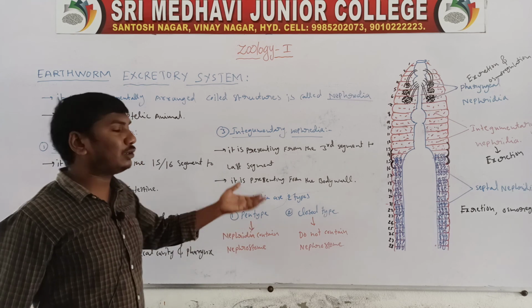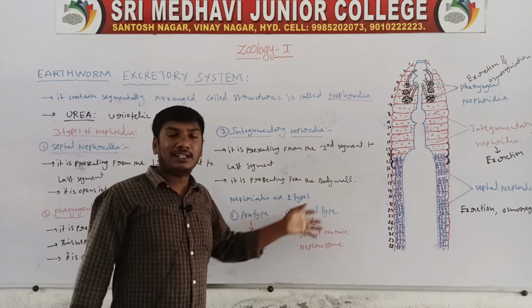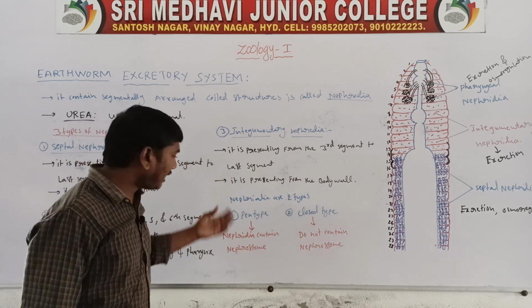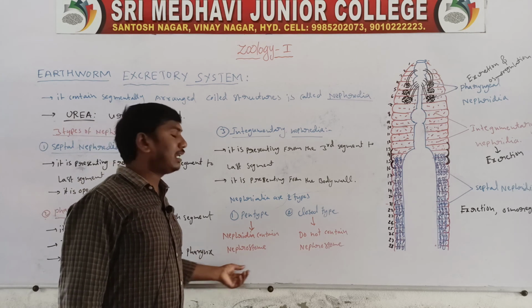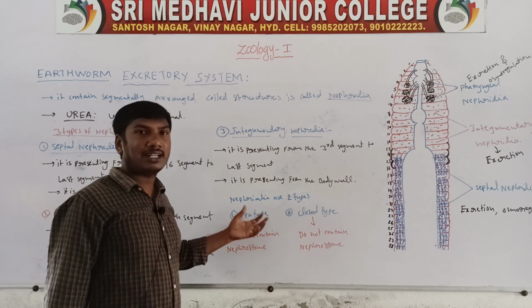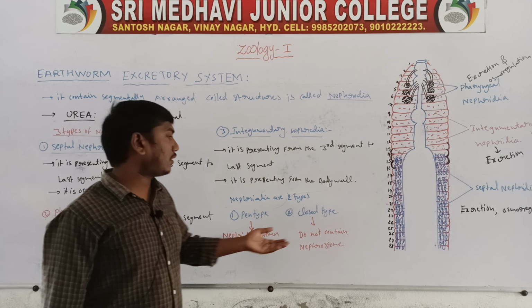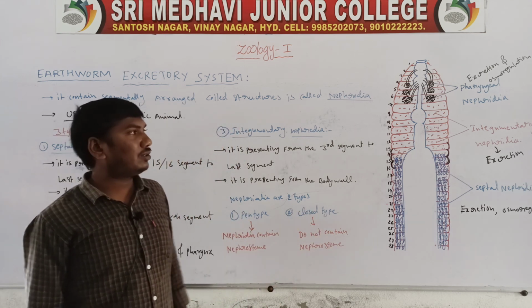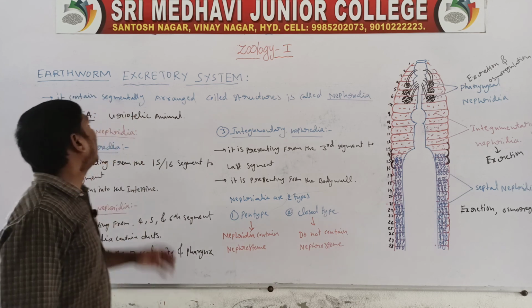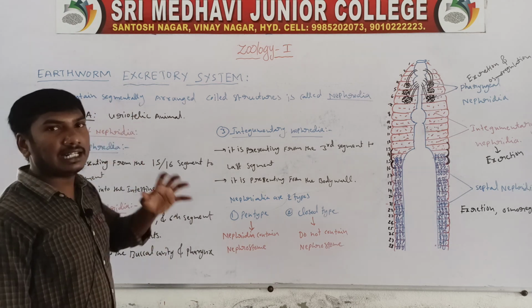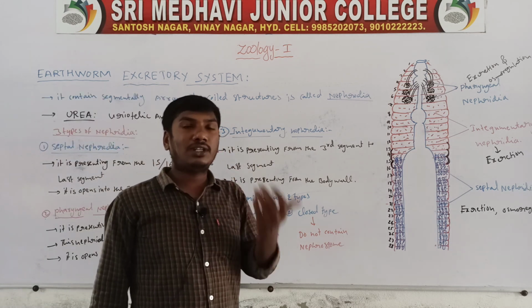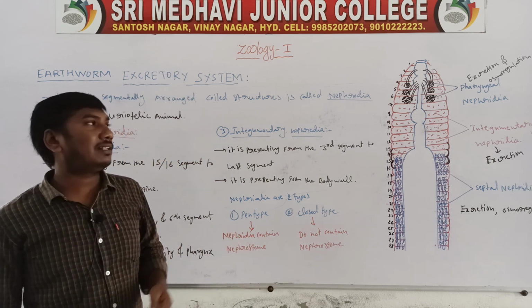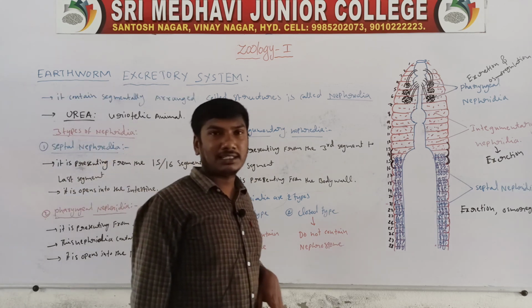So the nephridia are of two types: the open type and the closed type. The open type nephridia have nephrostomes, so they are called open type nephridia. The closed type nephridia do not contain nephrostomes. So that is the earthworm excretory system. The earthworm excretes urea, so they are called ureotelic animals.